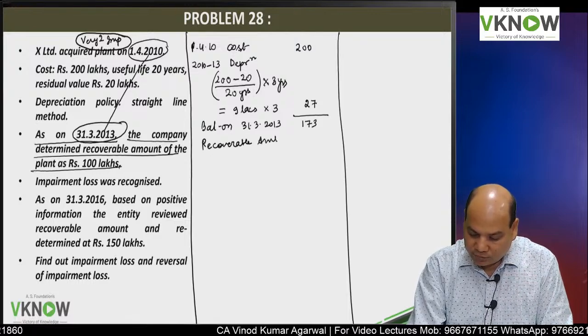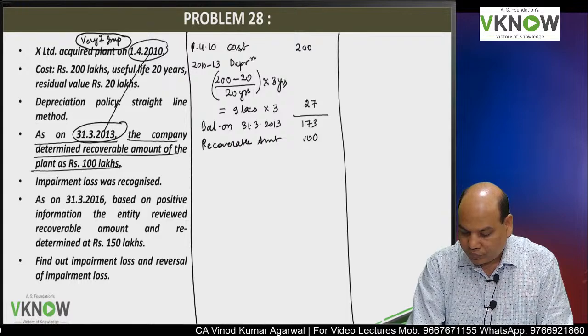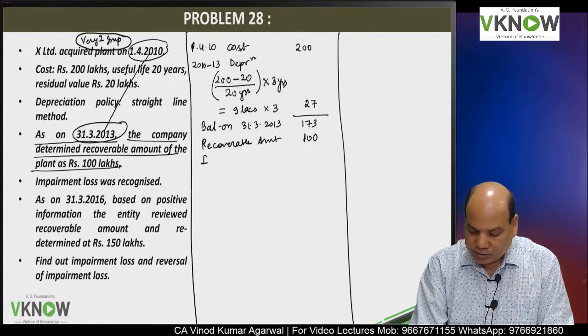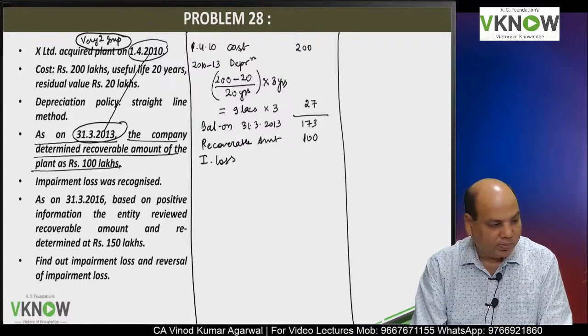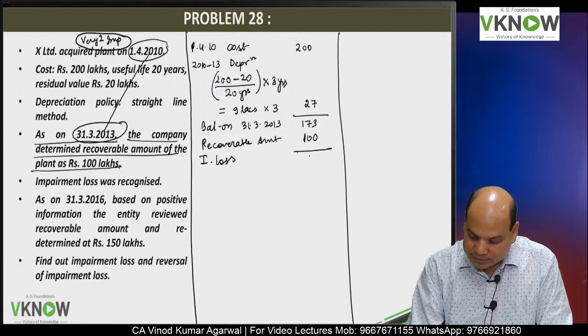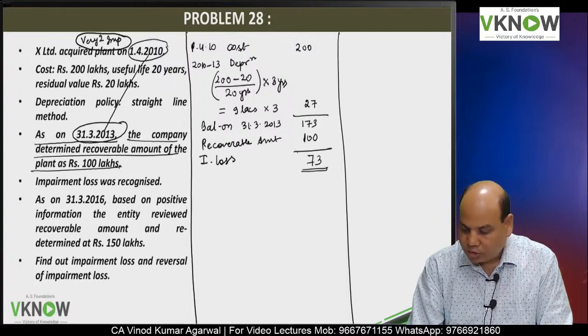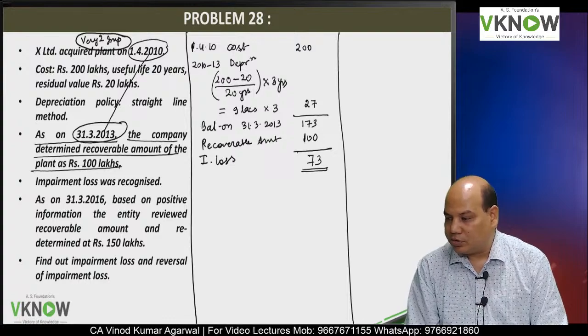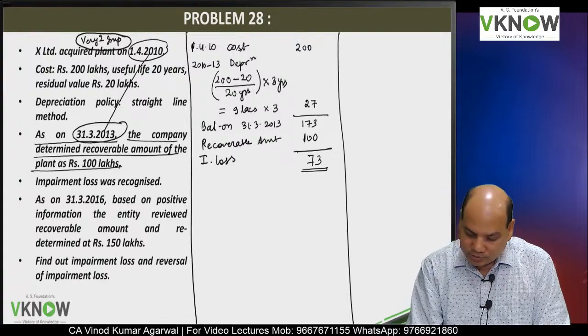Recoverable amount they have given is 100 lakh. So do you think there is an impairment loss? The answer is yes. You will have to provide for impairment loss of 73 lakh.